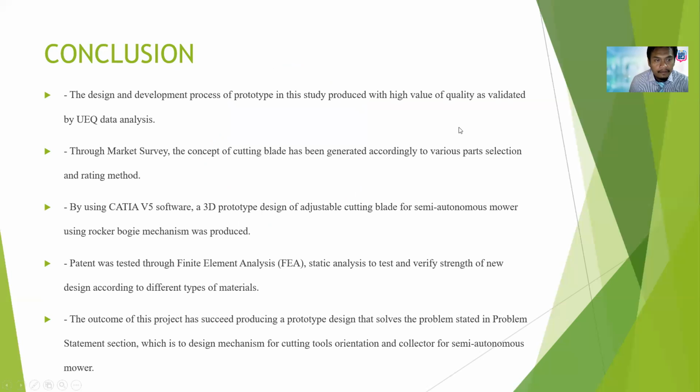So the conclusion from this project: the design and development process of the prototype in this study produced a high value of quality, as validated by UEQ data analysis through a market survey. The concept of the cutting blade has been generated according to various part selection and rating methods using CATIA V5 software, and a 3D prototype design of an adjustable cutting blade for a semi-autonomous mower using the rocker-bogie mechanism was produced. The design was tested with finite element analysis, or FEA, to test and verify the strength of the new design according to different types of material.